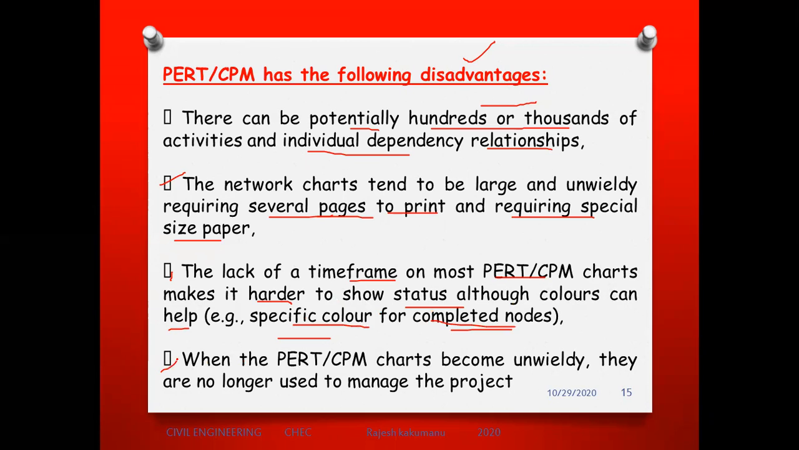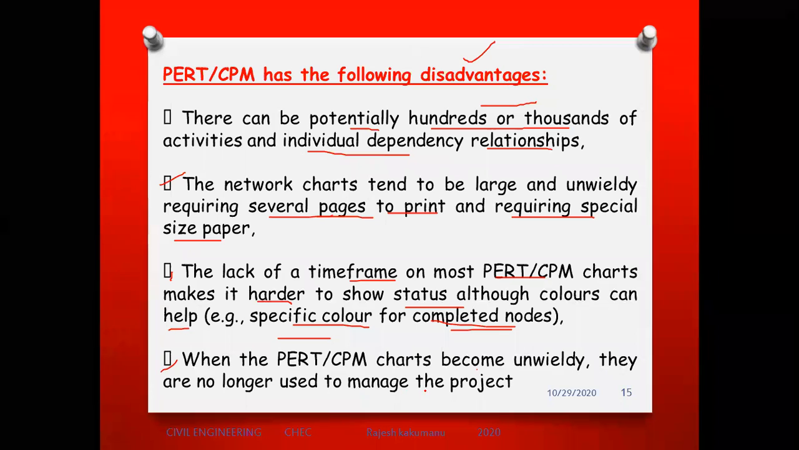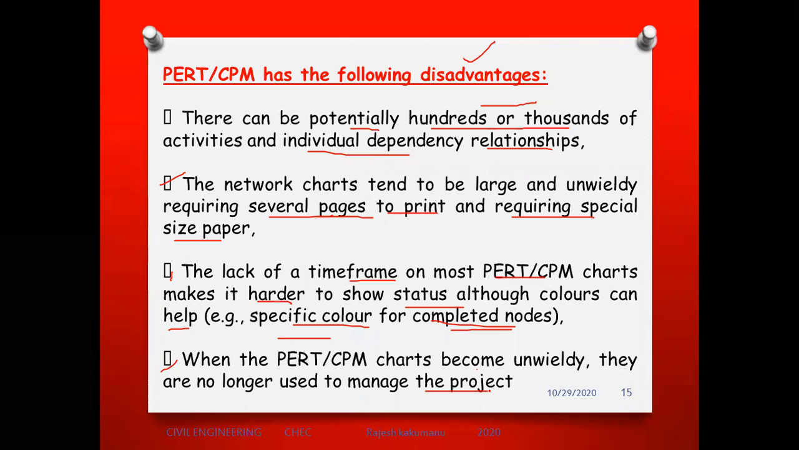Next, when the PERT and CPM charts become unwieldy, ఎప్పుడైతే PERT and CPM charts become unwieldy, they are no longer used to manage the project. So ఎప్పుడైతే ఒక PERT CPM project network diagram complete అయిందో, then it is no longer used to manage the project. We have to go for the next new project. That is one of the disadvantages.